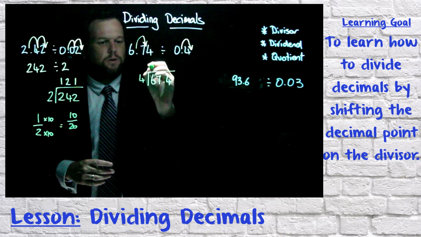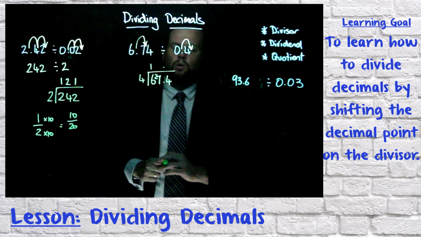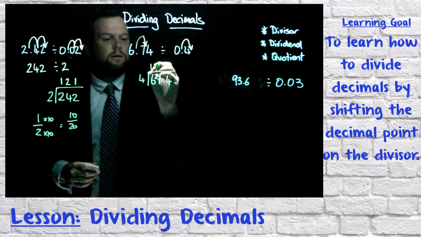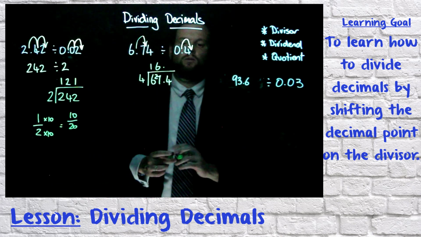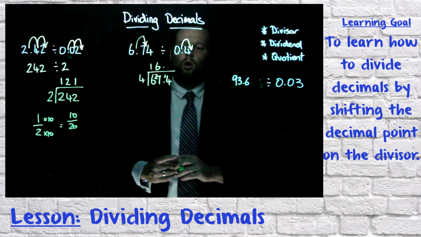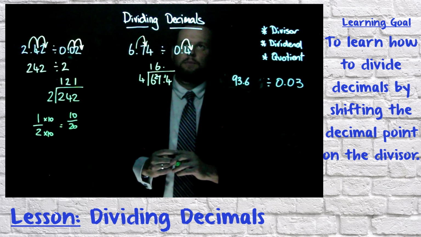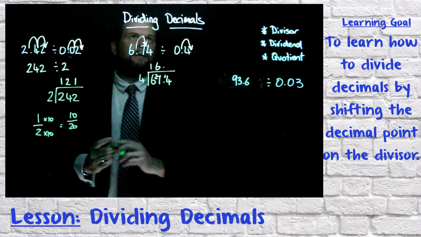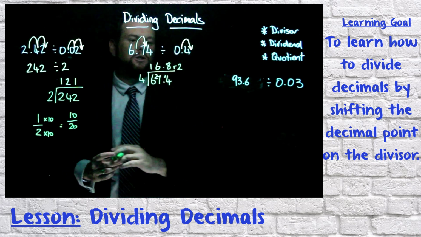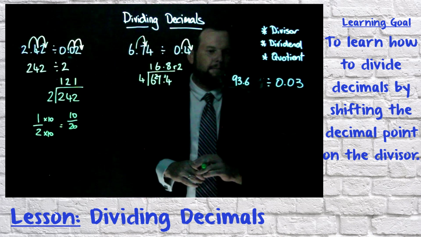4 goes into 6 once. We have 2 left over. 4 goes into 26, 6 times, with 3 left over. And 4 goes into 34, 8 times with 2 left over. And at the moment, we can just do a remainder. That's completely fine.